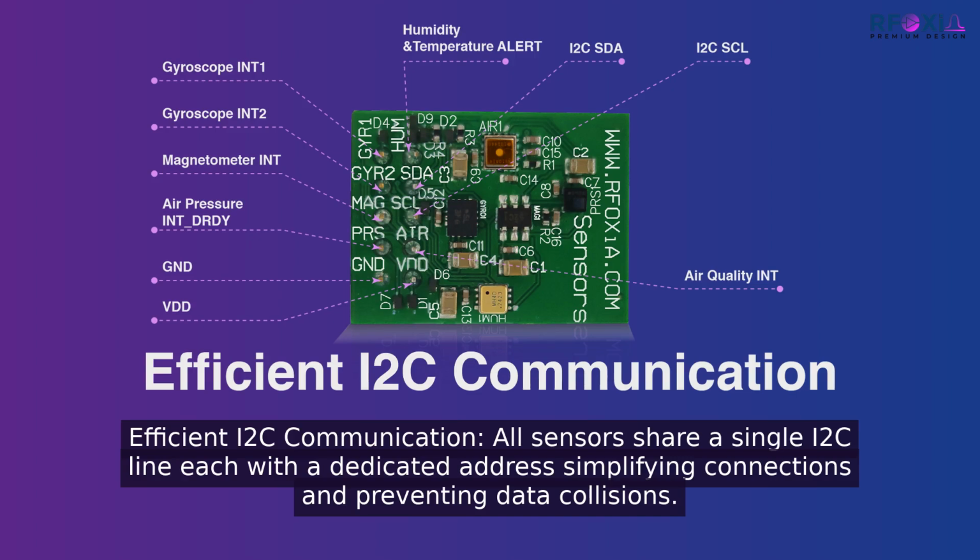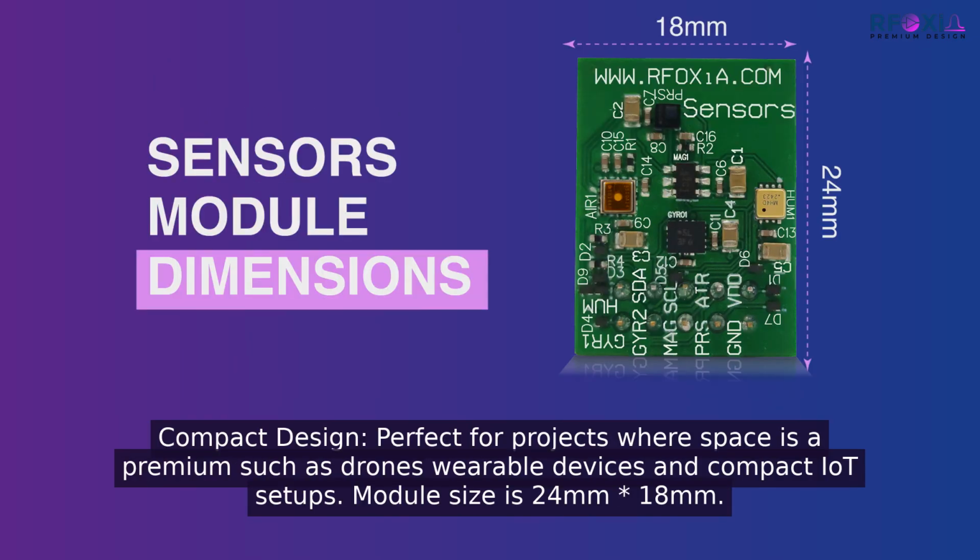7 sensors, 1 I2C line. Each device has a dedicated non-conflicting address. No multiplexer required, no separate bus routing, 4 wires, power, ground, SDA, SCL, and every sensor is immediately accessible. This is the architecture decision that keeps the footprint small and the wiring sane. 24 by 18 millimeters, that is the entire board. For drone builds, wearables, and compact IoT deployments, where board space is a hard constraint, that dimension is often what determines whether a full sensor stack is even viable. This module makes it viable.